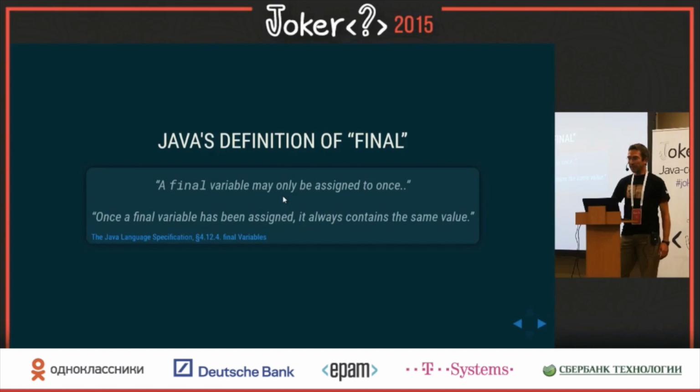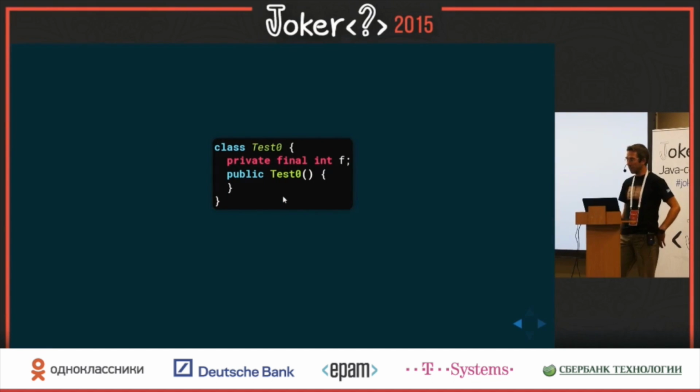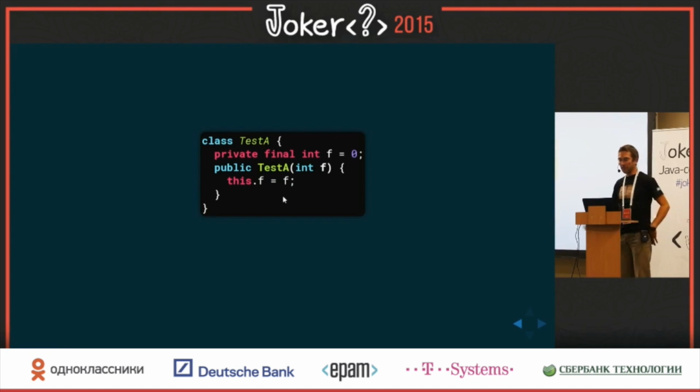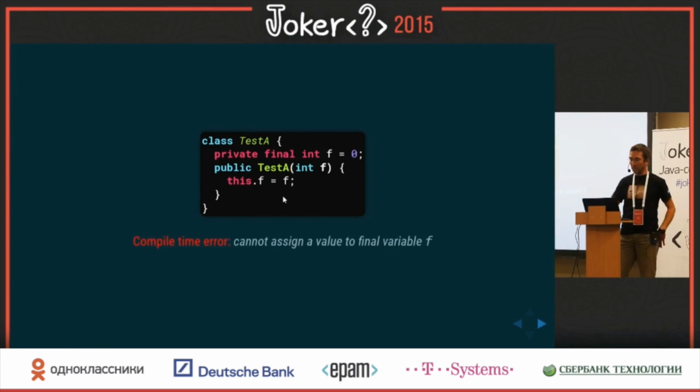But in reality, it's slightly different. We will see this in this talk. So let's start with a very small and easy example. We define a final instance variable, and when we try to compile this code, the compiler will tell us that the variable f is not initialized. So, as I told before, it has to be initialized once and only once. If we do something like this, again, this code will not compile because we initialize it here and here a second time. So the compiler will complain that we cannot assign it 2 times.